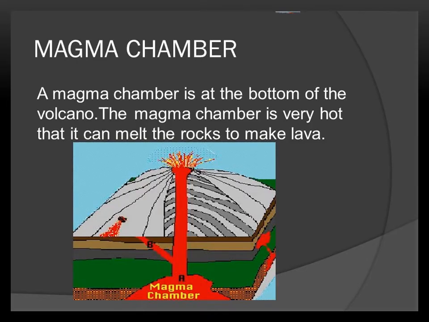And the last part is the magma chamber. Magma chamber is at the bottom of the volcano. The magma chamber is very hot and can melt the rocks to make lava. This is situated in the earth crust, and it is there to hold the magma.